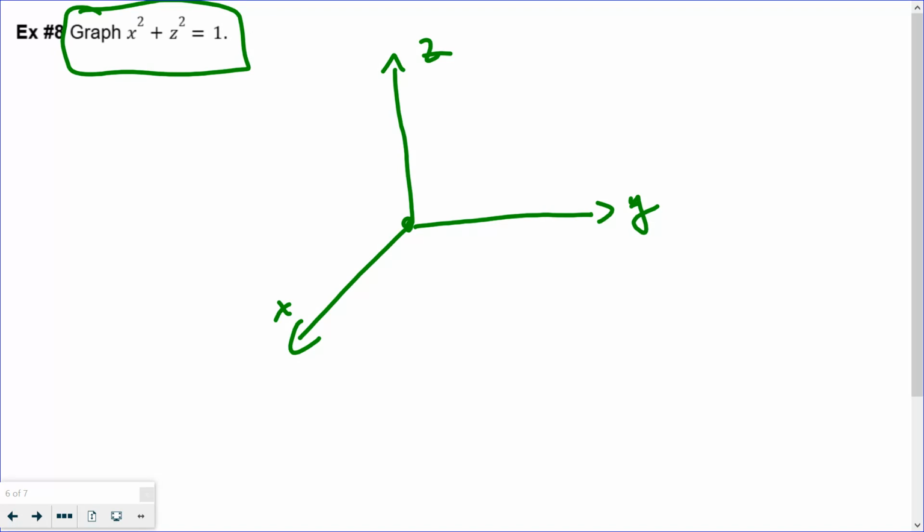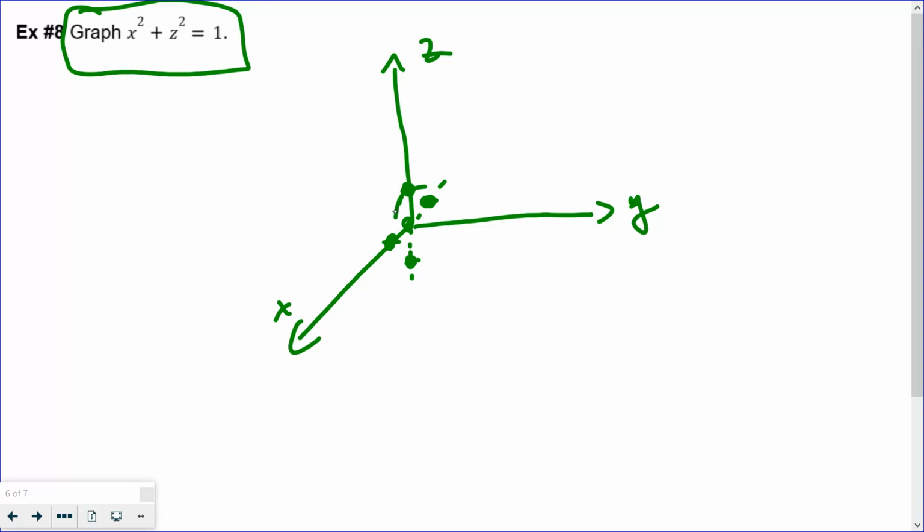Obviously, there's no y, so y could be anything. Well, I'm going to put a 0 in for x. And if I put a 0 in for x, that means z could be plus or minus 1. Well, if I put a 0 in for x, that means this is on the graph, that's on the graph, and this guy down here is on the graph. Okay. Well, if I put a 0 in for z, that means positive 1 is on the graph, and negative 1 is on the graph.